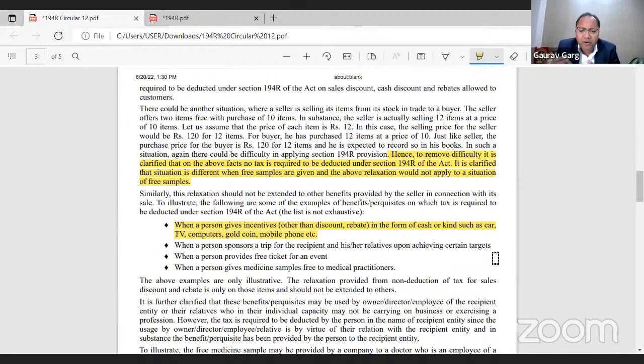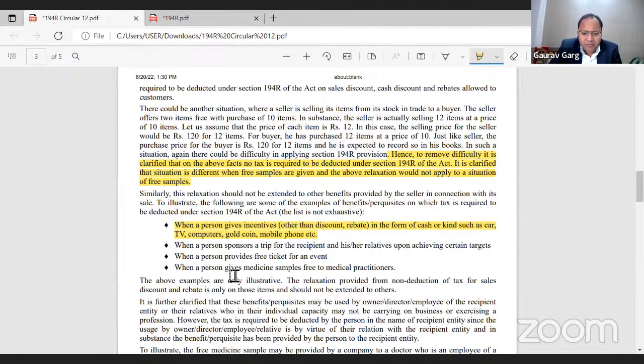When a person provides a free ticket for an event, let's say there is IPL going on, or some football matches going on, and you are giving free tickets to your customers, to your vendors or to your suppliers because of their business or because of profession, then in such a case, that ticket which you have given, or a discounted ticket which you have given, may fall within the definition of benefit or perquisite.